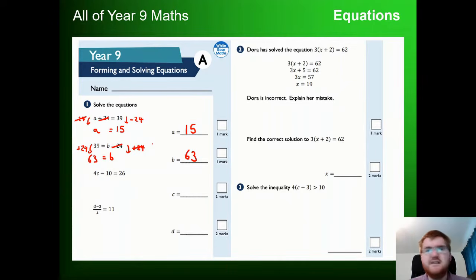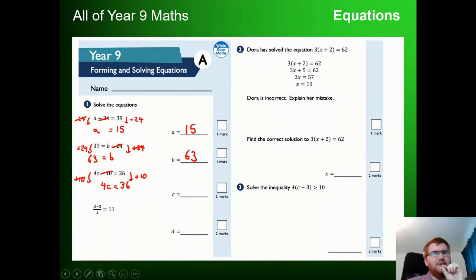Now, a lot of questions here go into 2-step or 3-step, and this is no different. So again, we focus on getting that c on its own here. First thing that we do is we look at that minus 10 and we say to ourselves, what's the opposite of minus 10? Well, we're going to add 10 on both sides. This cancels, so we're left with 4c, which we'll deal with in a moment. And then 26 plus 10 is equal to 36.